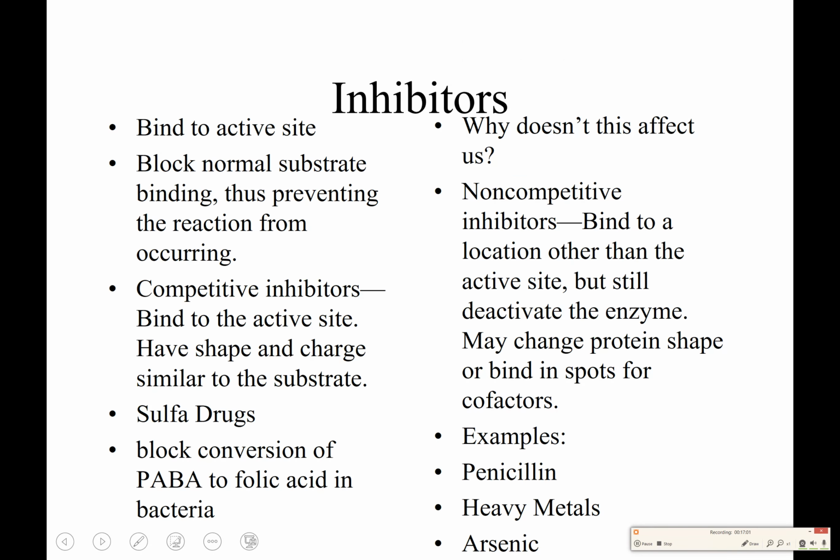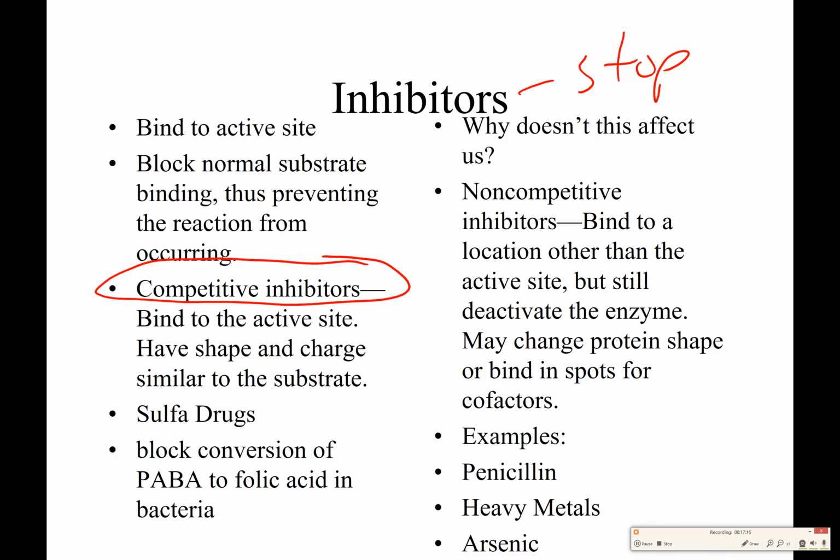So we also need to talk about inhibitors. Inhibitors are substances that help to stop an enzyme from working. Inhibit means to stop. So there's a couple of kinds of inhibitors we'll mention. Let's first of all talk about competitive inhibitors. These are called competitive because they have a shape that's very similar to that of the substrate, and therefore somewhat complementary to the active site.